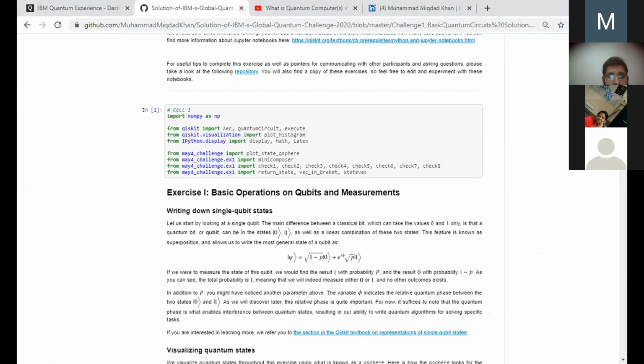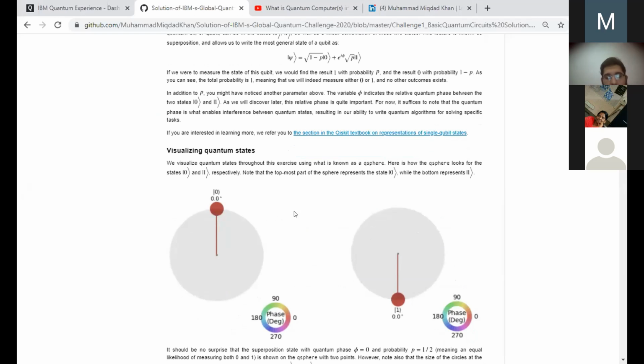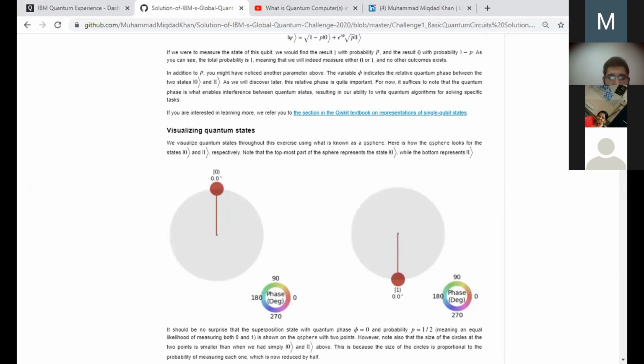Okay, in the first cell they already import some basic libraries which are needed in this section. So we have no need to do anything here. Then they introduce some basic operations of the quantum computer here, like writing down a single qubit and the definitions and some mathematical functions, and then visualizing the quantum states like phase shifting and angle shifting and superposition, etc.